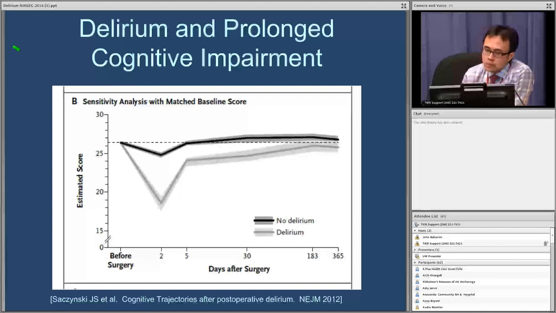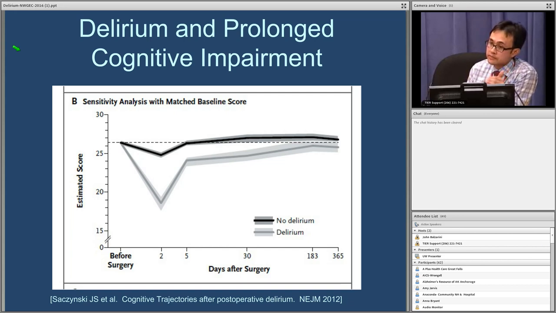And so this is a study that supports that delirium can cause prolonged cognitive impairment. What this study looked at was patients who had elective cardiac surgery. They took their mini mental status score, which you see on the y-axis, and on the x-axis, the time before surgery and days after surgery. The black line represents those individuals who did not develop delirium, versus the group that developed delirium when they were hospitalized. So these were perfectly well-to-do patients undergoing cardiac surgery because they had coronary artery disease or were getting a valve replacement.